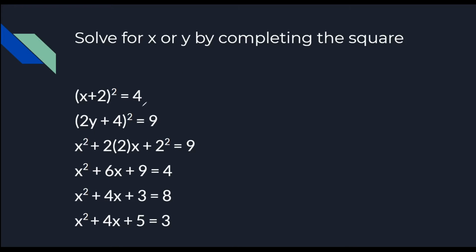Remember, the first step is to take the square root of both sides. When you see the right-hand side is a perfect square and the left-hand side is a perfect square, you can just take the square root of both sides. Does anyone know what the first step is? What you get after you do the first step?